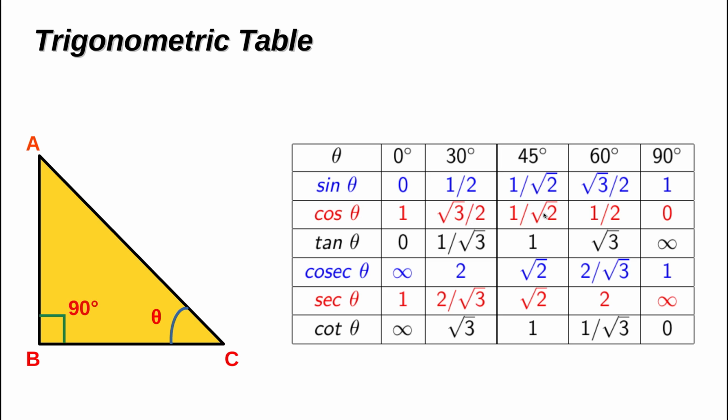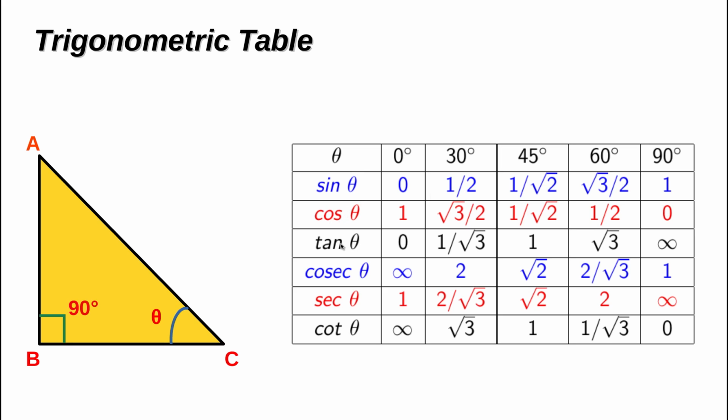and cos 45 degree value is 1 by root 2, which is equal to the value of sine 45 degree, and cos 60 degree value is half, which is equal to the value of sine 30 degree, and cos 90 degree value is 0, which is equal to the value of sine 0 degree. So if you remember only one row, you can easily write the values of cos theta.